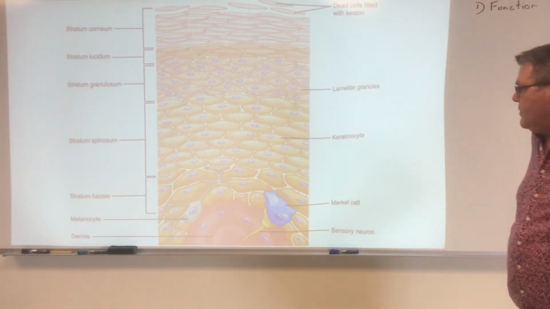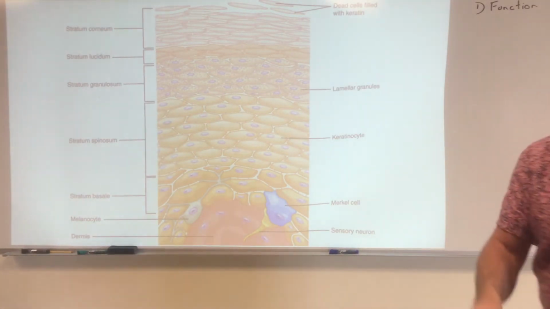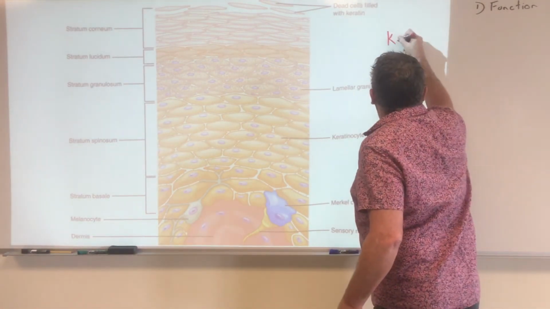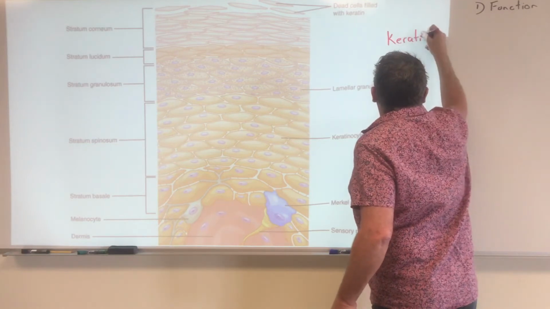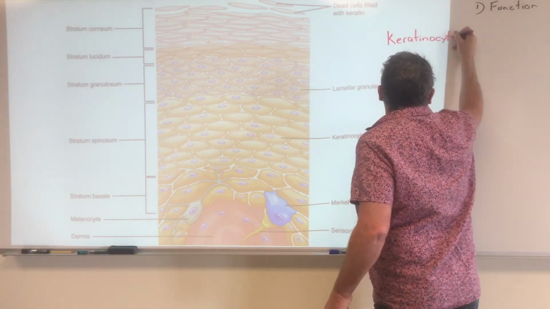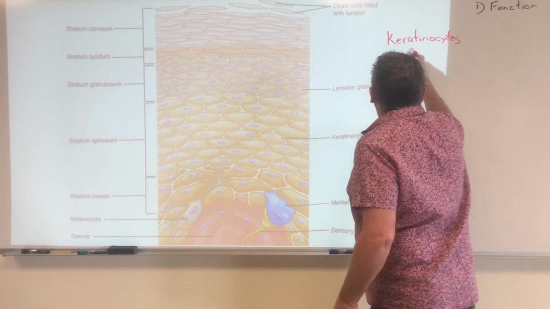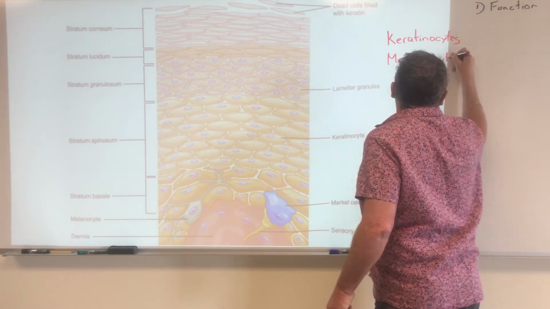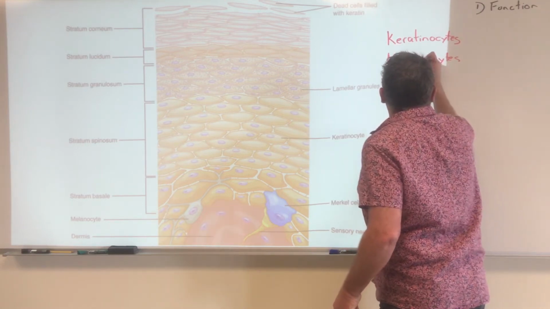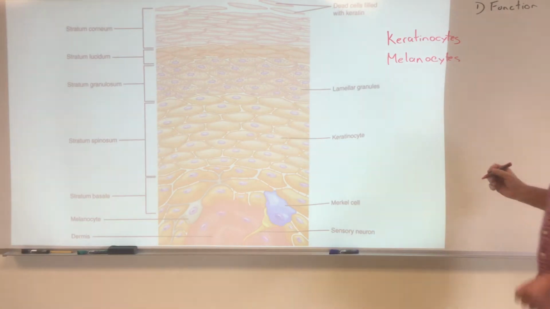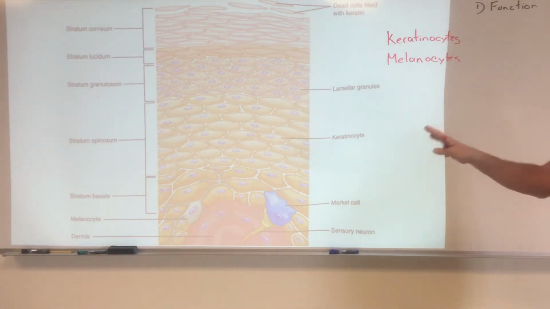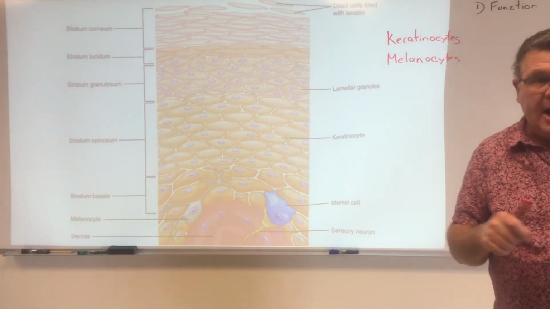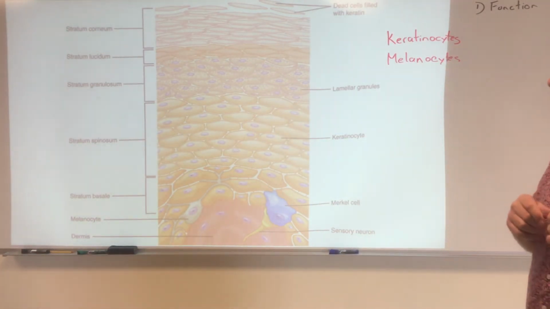What we have is keratinocytes. And, as I mentioned before, melanocytes. And let me fix my N. Now what you're seeing the most of here are keratinocytes. These are going to be cells that their big job is to produce keratin, this waterproofing molecule.